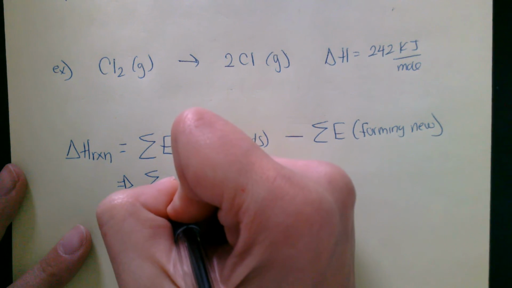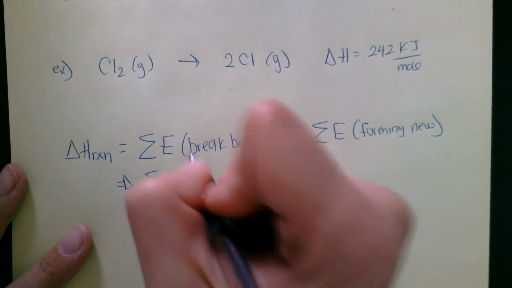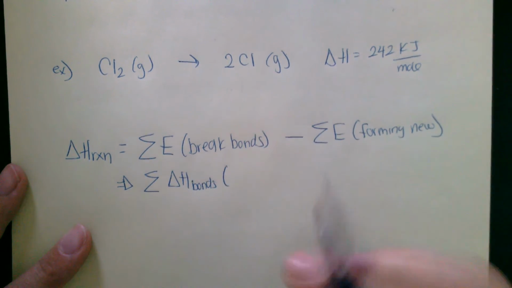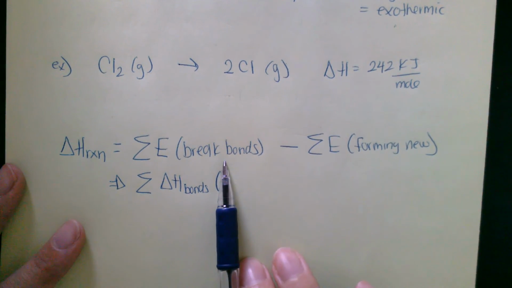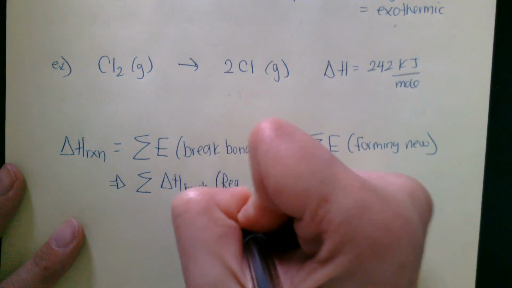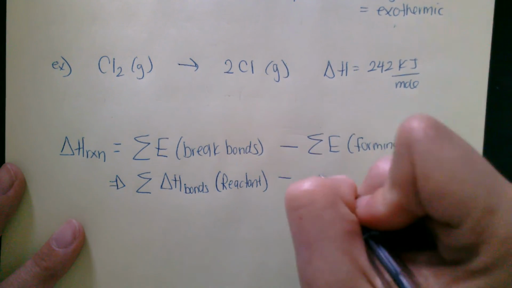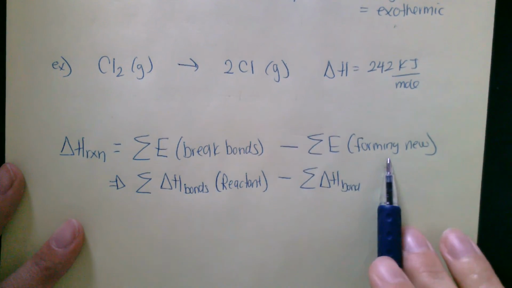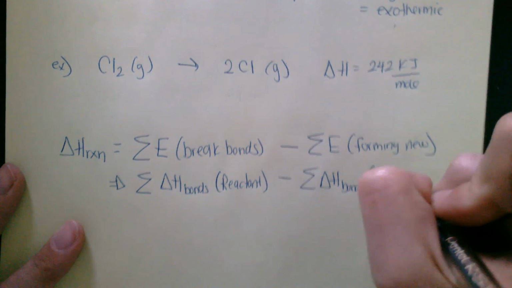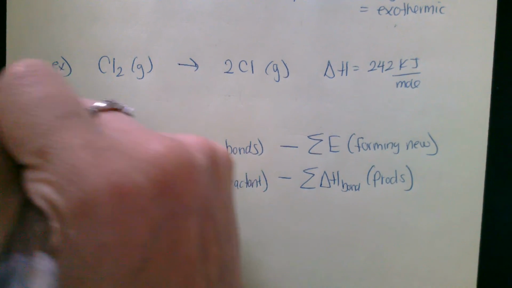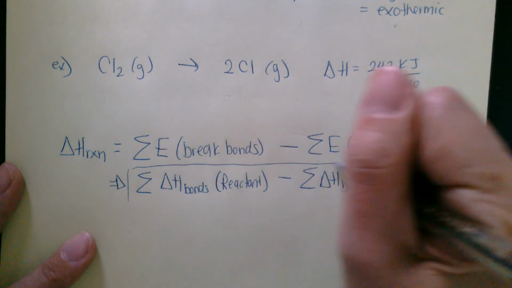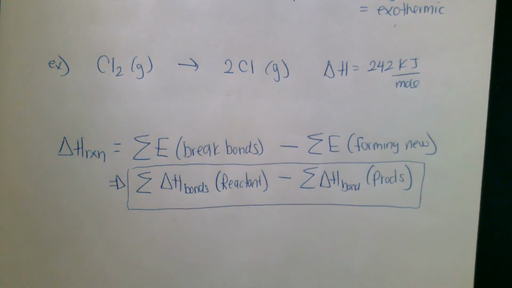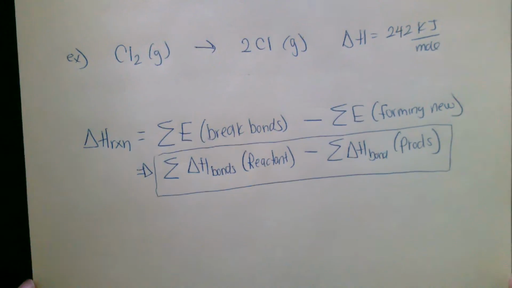Okay, so what this is going to sort of amount to is we're going to look at the sum of all of the broken bond energy here, so the delta H of bonds broken. So bonds are broken on the reactant side. Minus the sum of our bond enthalpies. Bonds are formed, new bonds are formed on the product side. Okay, so we can get our delta H of a reaction by taking our bonds broken and subtracting our bonds formed. Okay, so let's look at an example.